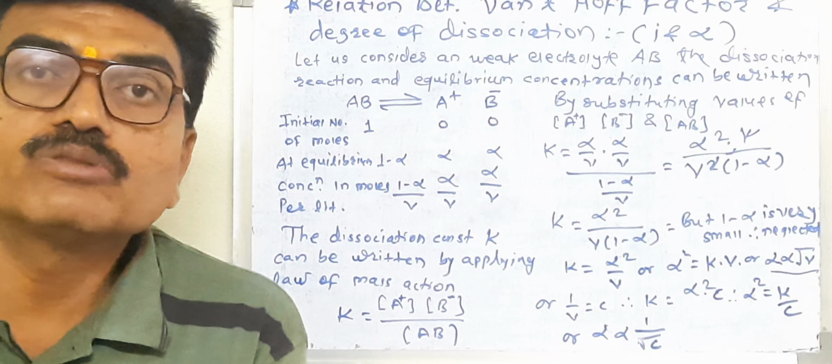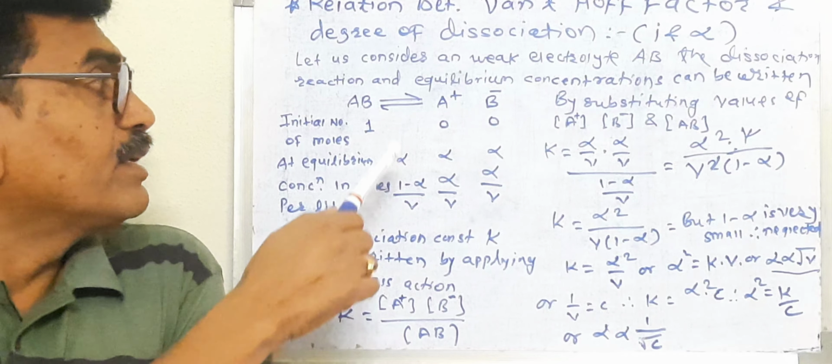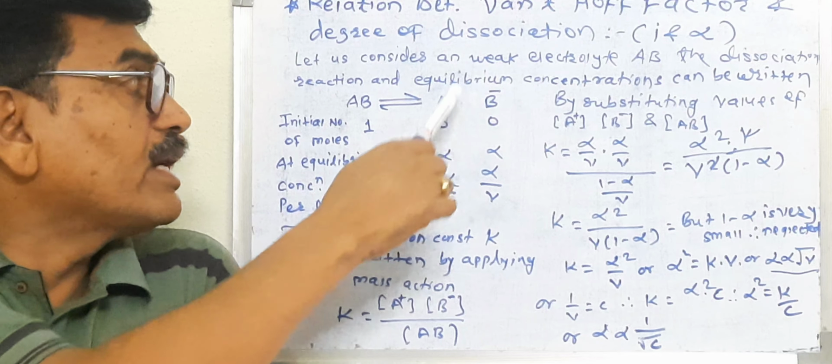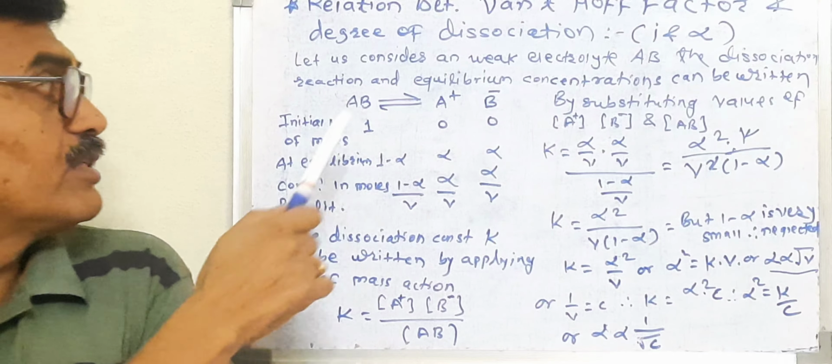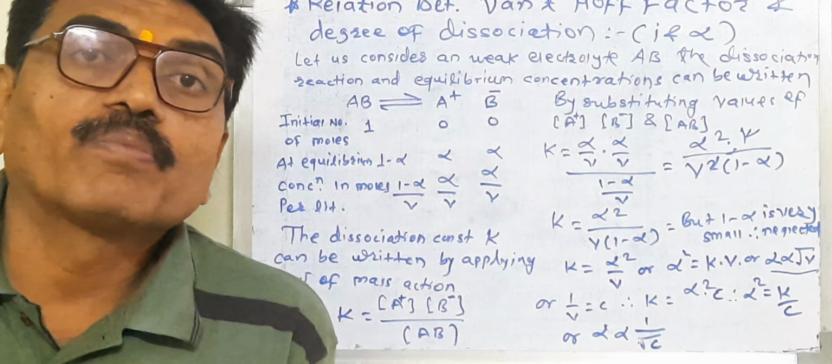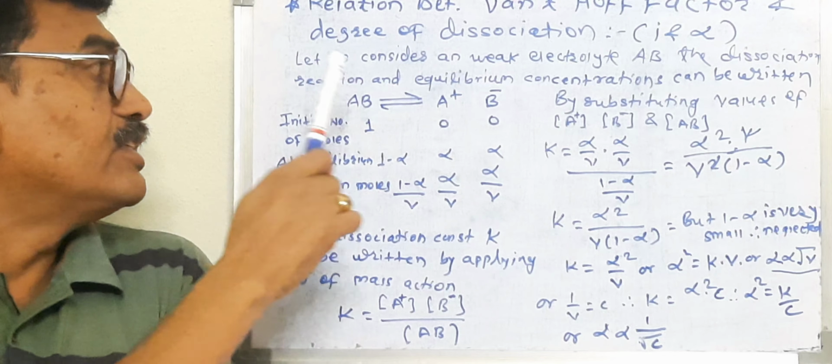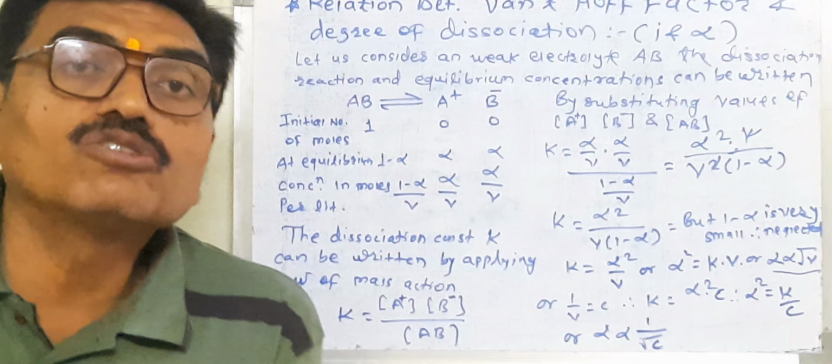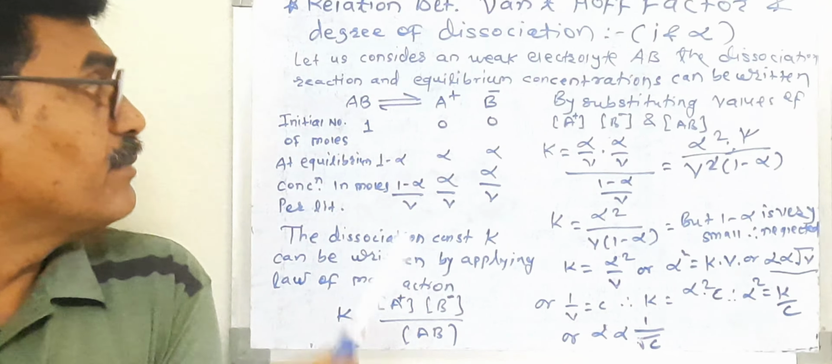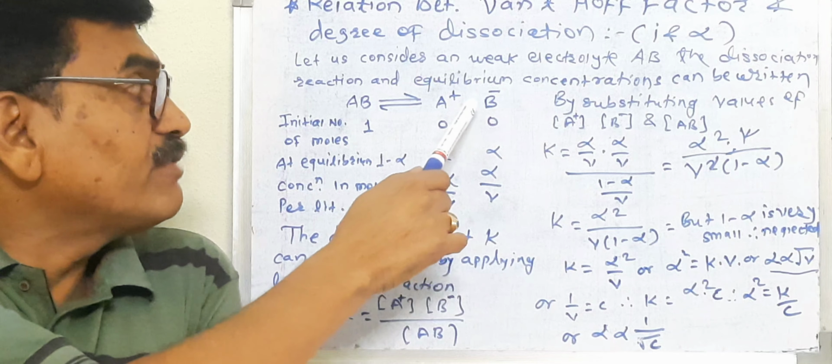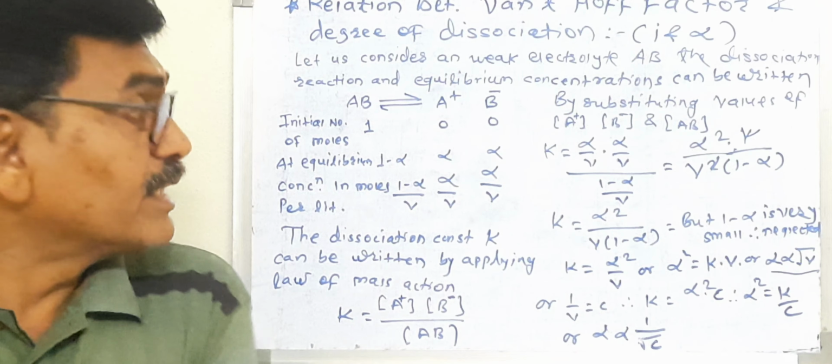Alpha is the degree of dissociation, that is the fraction of the number of moles of the weak electrolyte that ionized or dissociated at the equilibrium stage. Now see, what is the consideration? Listen once more. If 1 mole of a weak electrolyte AB is dissolved in V decimeter cube of solution and alpha is the degree of dissociation, then the dissociation reaction of this weak electrolyte and its equilibrium concentrations can be given like this.